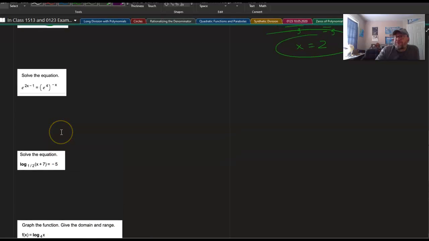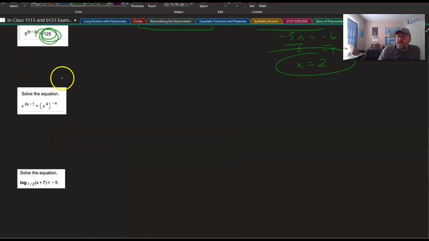Okay. All right. Here, I've got e with the 2x minus 1 exponent, and then I've got e with the 4 exponent.